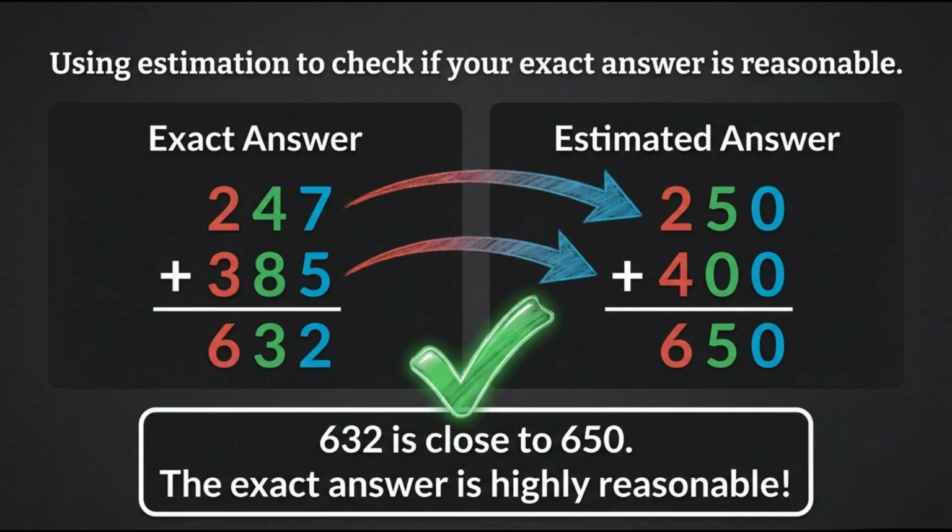Now for our final step, Section 4, checking work with estimation. We've done some seriously amazing calculations today, but every great mathematician knows there's one final, absolutely crucial step to any math problem, and that is making sure our exact answer is actually reasonable. Think of estimation as your mathematical safety net. By quickly rounding our numbers before or after doing the hard math, we can do a rapid mental check to see if we're in the right ballpark.